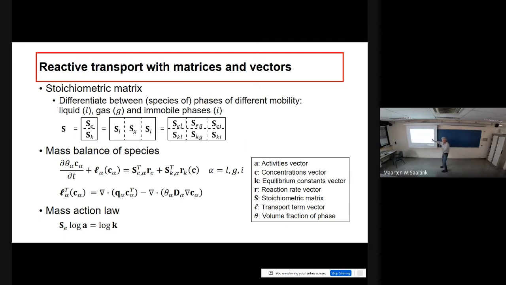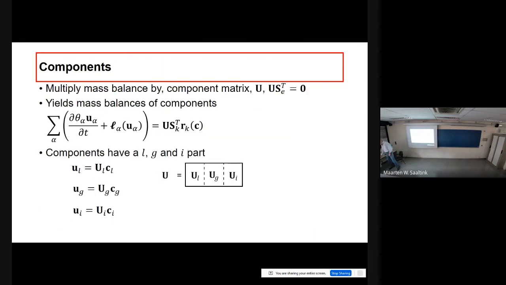Okay, so this is more or less the general notation, but I don't want to explain too much detail. I think this is just some mass balance. The important thing is these stoichiometric matrices.